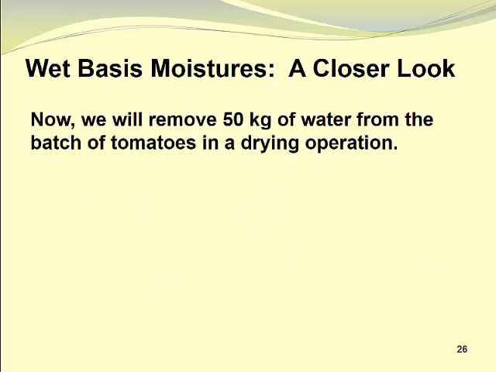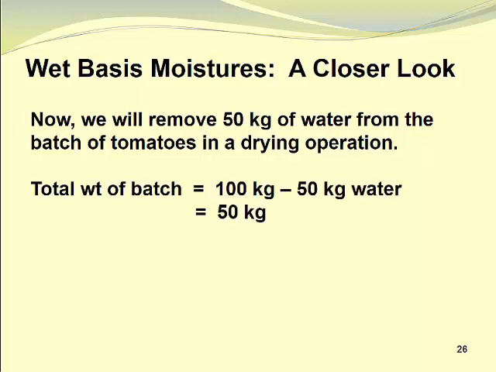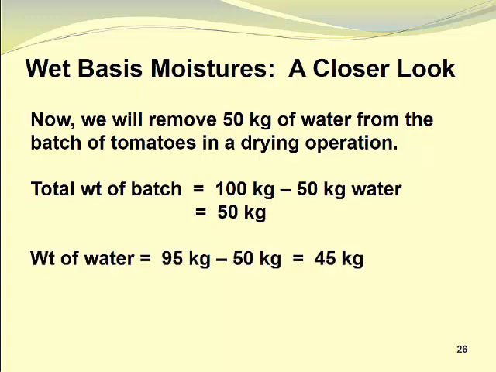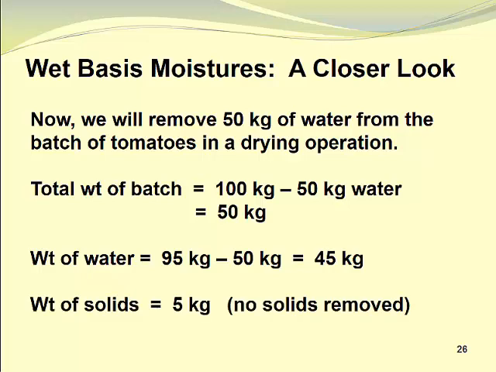Now we will remove 50 kilograms of water from the batch of tomatoes in a drying operation. The total weight of the batch will now be 100 kilograms minus the 50 kilograms of water that were removed, for a total weight of 50 kilograms. The weight of the water will be the original 95 kilograms minus the 50 kilograms that were removed in drying, which leaves 45 kilograms of water. And the weight of the solids will remain constant at 5 kilograms since no solids have been removed.